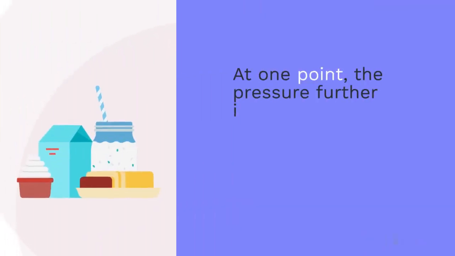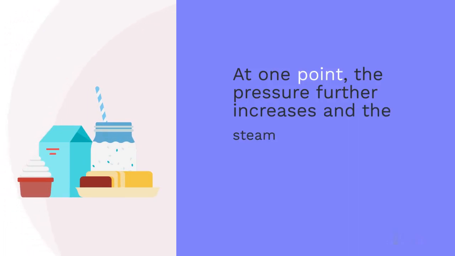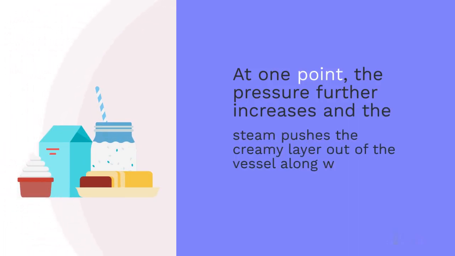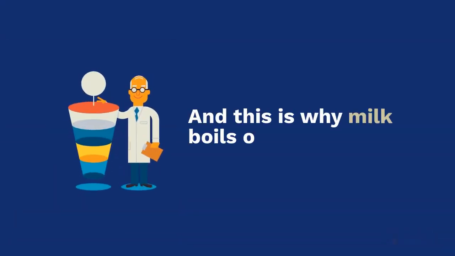At one point, the pressure further increases and the steam pushes the creamy layer out of the vessel along with some boiling milk. And this is why milk boils over while heating.